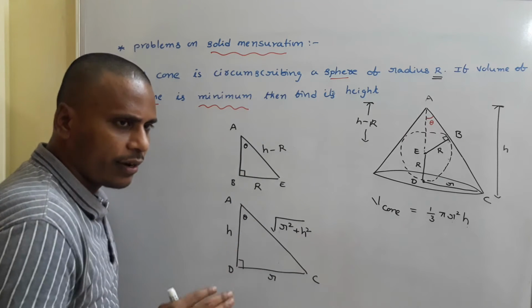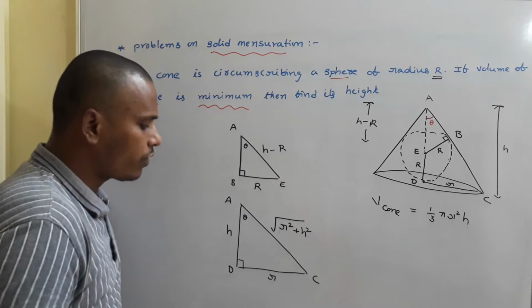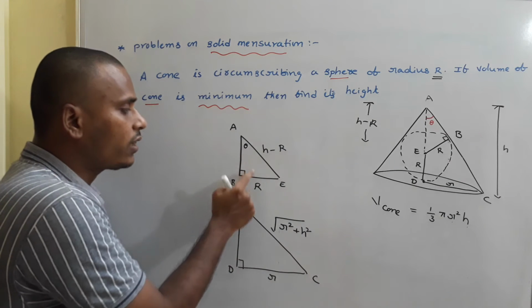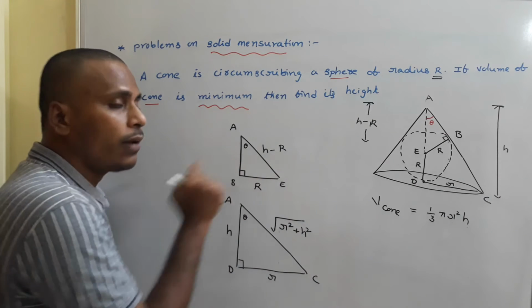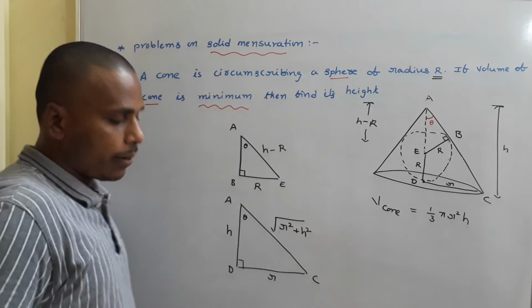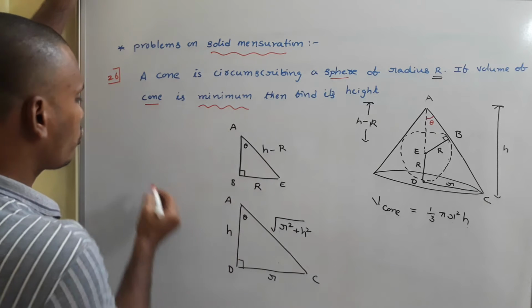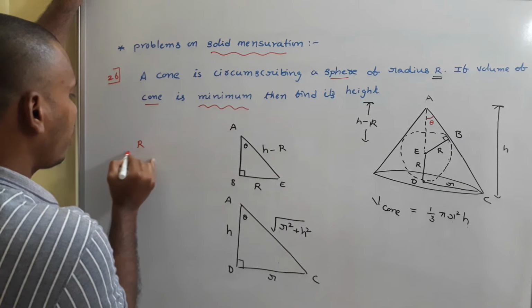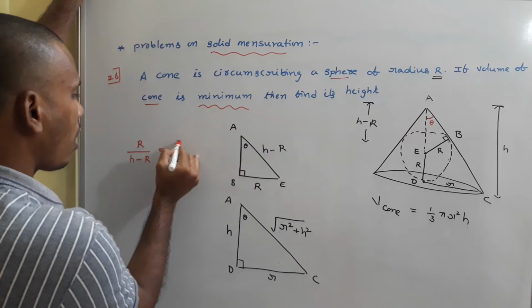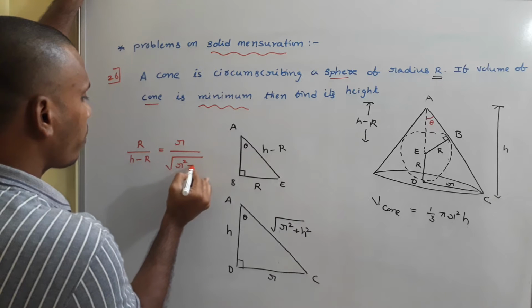Now when you compare these two triangles, theta and theta are the same angle, and 90 and 90 are the same. We have two right angle triangles. Either we may go with similar triangles or use a trigonometric ratio. Suppose we go with sin theta: from this figure, sin theta is the opposite side by hypotenuse, and from this triangle also the opposite side by hypotenuse. So using sin theta from these two, we conclude that R divided by h minus R is equal to r divided by root of r square plus h square.